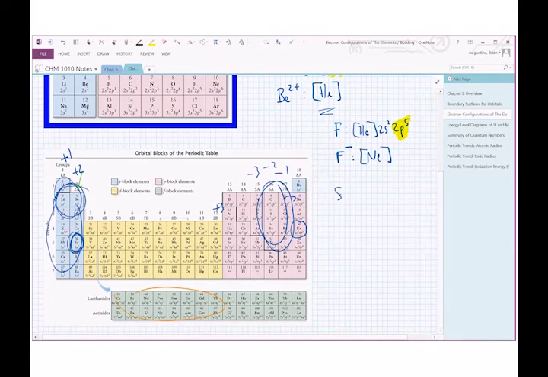Sulfur is neon 3s2 3p4. It likes to form a -2 ion, which means it's going to put 2 extra electrons in. It's going to form an argon configuration. All right, so do you see these anions also like to form noble gases? It's called a noble gas configuration.